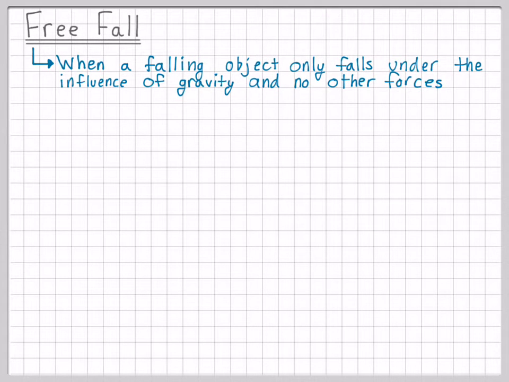Hey, this is a Miss Albin's physics video that will cover some of the basics behind free fall. So first, it is useful to define free fall. Free fall is when an object is falling and only falls under the influence or pull of gravity. This means that there are no other forces, such as air resistance, pushing up on the object.